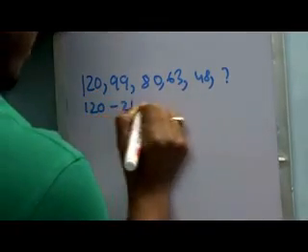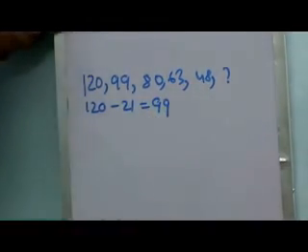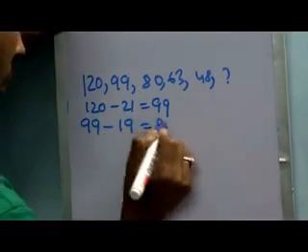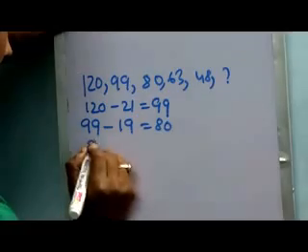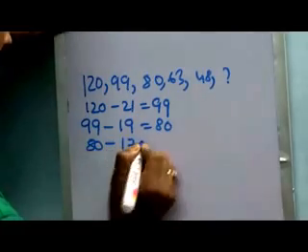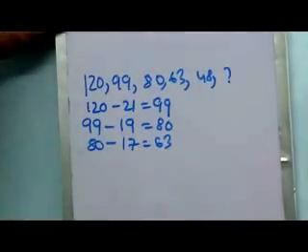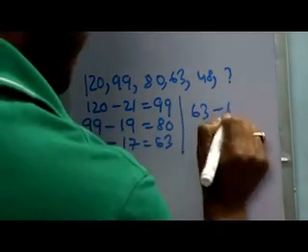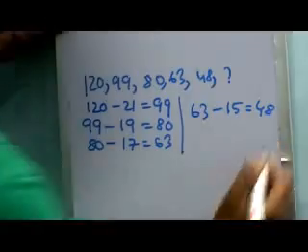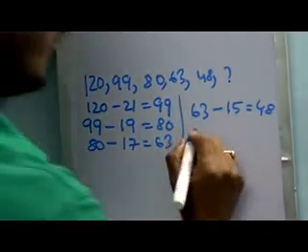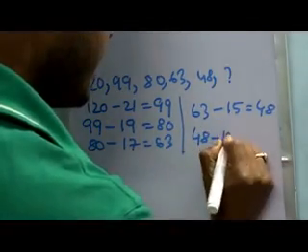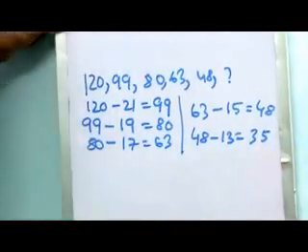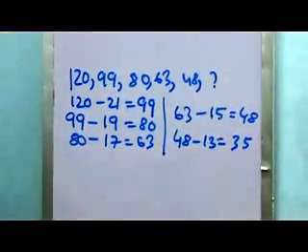120 minus 21 equal to 99. Similarly, 99 minus 19 equal to 80. 80 minus 17 equal to 63. 63 minus 15 equal to 48. Obviously the next number will be 48 minus 13, 35. So 35, and what is the logic?